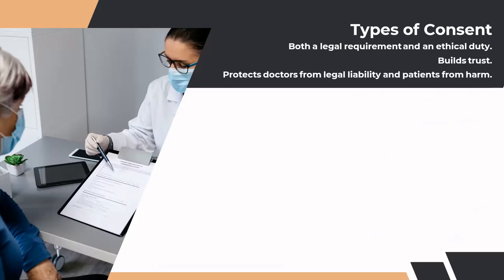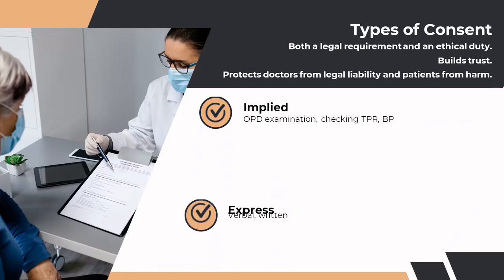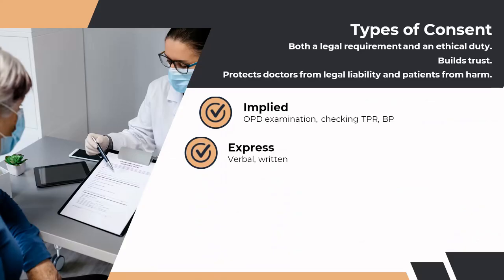Now, types of consent, remember that there can be an implied consent, like a patient coming to your OPD, then you are examining the patient, temperature, pulse, respiratory rate, blood pressure. That is an implied consent that the patient is giving you. Express consent, you ask the patient, may I examine you?